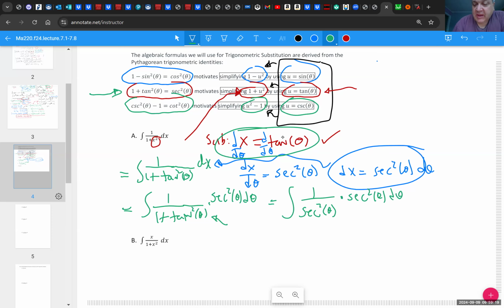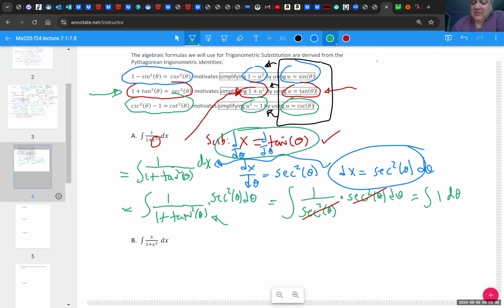And lo and behold, we have a factor on the top and a factor on the bottom. They're identical, and we can divide those out, or cancel them out if you wish, and you end up with just the integral of 1 d theta. And the question is, did it get simpler? And the answer is yes, it got about as simple as you could ever get.